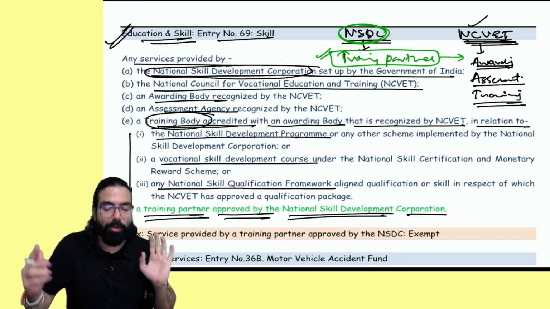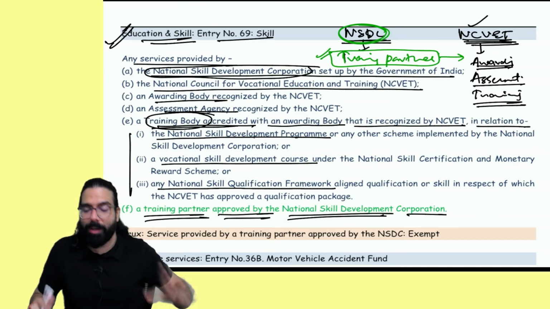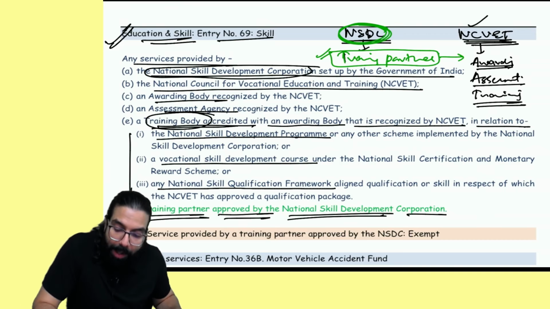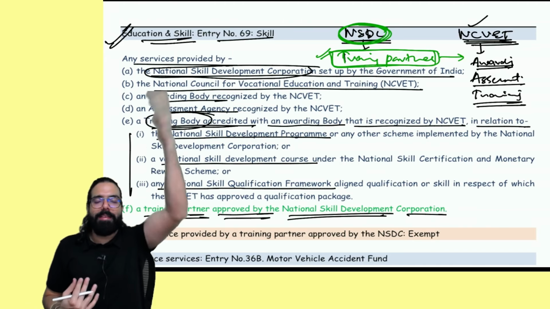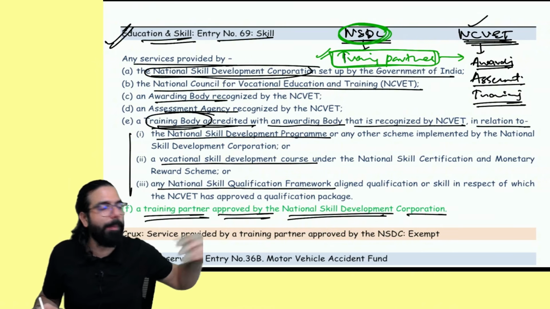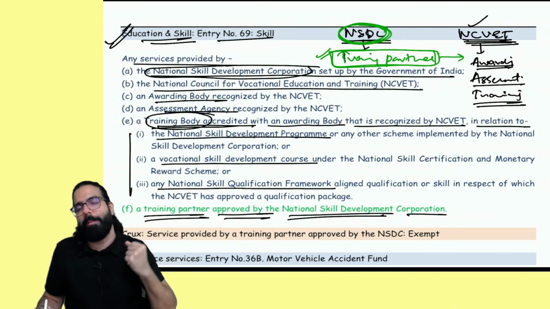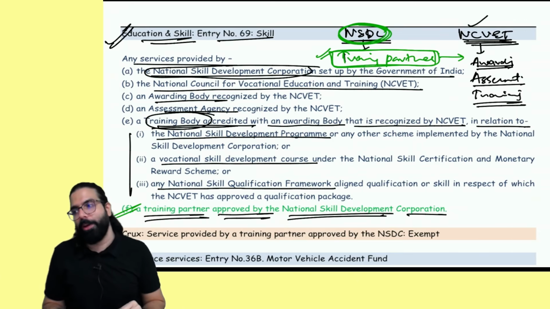NSDC, then my service also will be exempted. This is the only amendment. Everything remains the same. The only point over here is if under NSDC I am a training partner, my services also will be exempted. So for example, NSDC appointed me as a training partner who will give GST related skill programs to people. For my training, whatever amount I am charging, GST will be exempted. This is the new point added over here.